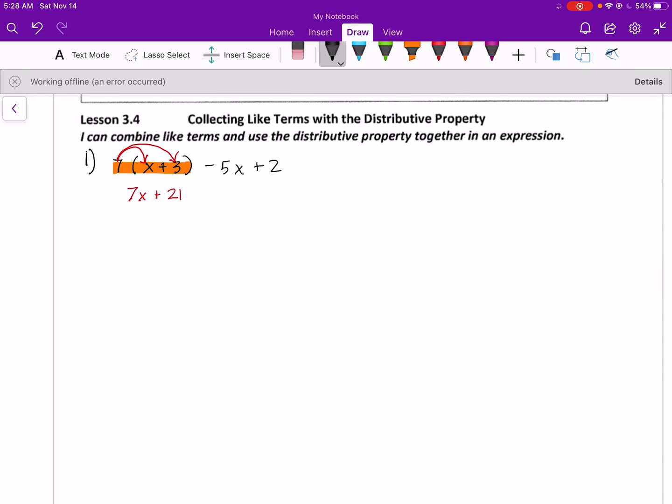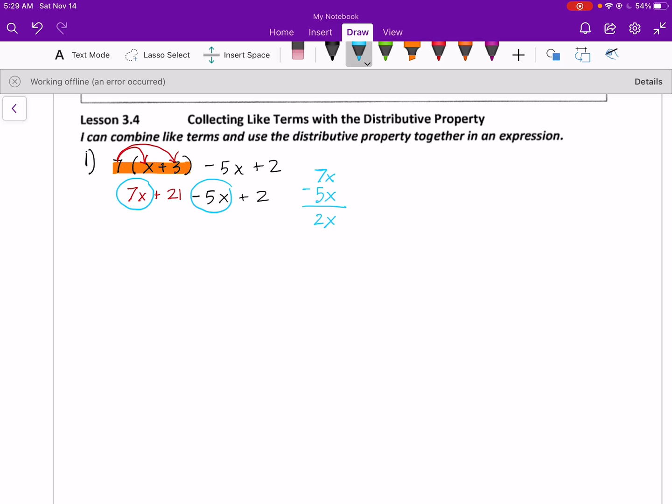Now, I'm just going to bring the 5x and the 2 down from the original problem because I didn't do anything with them. Now that I've taken care of the distributive property, that's always our first order of business, now I'm just going to collect some like terms. So I'm going to put these in blue. I'm going to circle them. I have a 7x and a minus 5x. Now, personally, when I do these, I line them up just like a regular math problem. 7x minus 5x. So you can see how I just took those two and brought them over here. 7x minus 5x is 2x.